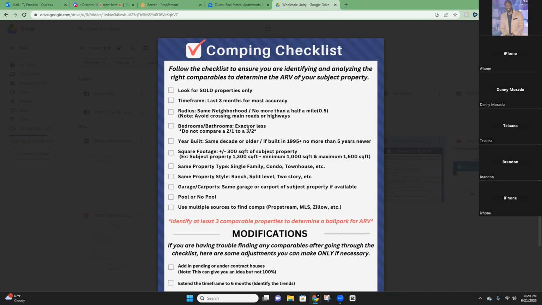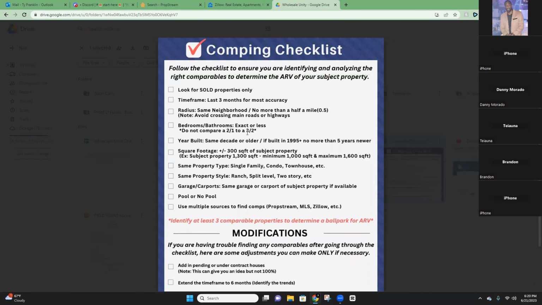If my subject property is a 4-bed, 2-bath, I want to be comparing that down to probably like a 3-2 if I'm not seeing any 4-bed, 2-baths in the market or in the area. I don't want to be comparing it to a 5-3 or whatever the case may be, unless I have to, because the square footage, once it gets up there, the square footage gets a little bit different, right?